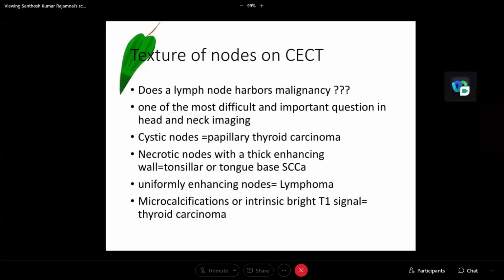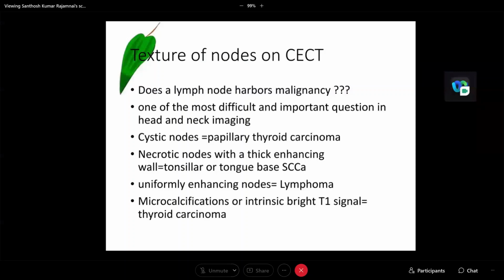Okay. One thing I found very interesting going through the textbook of Grainger is this: what is the $1 million question that the patient or radiologist or anybody is going to ask if you see an enlarged lymph node? Is this lymph node harboring malignancy? Is it a malignant lymph node or an infectious lymph node? Grainger says this is one of the most difficult and most important questions to answer in head and neck imaging, right? We can say the lymph node is enlarged in CT scan, but we cannot say whether it is harboring malignancy or it is just a reactive lymph node that is enlarging due to some infection in the tonsil or the pharynx.